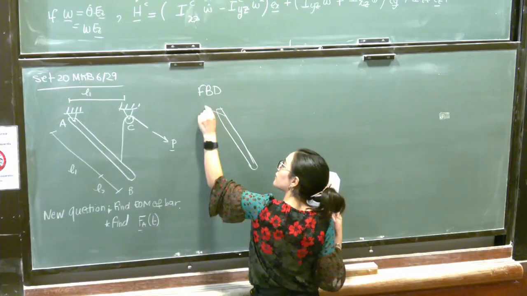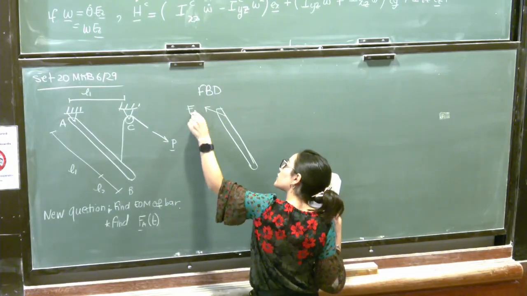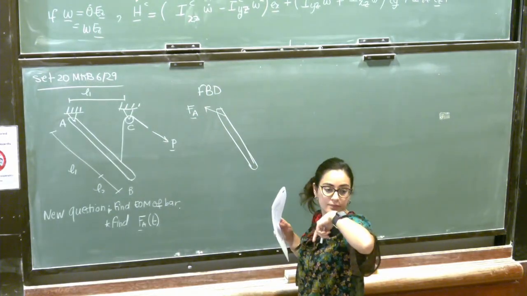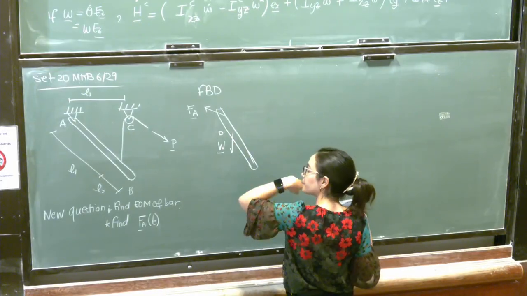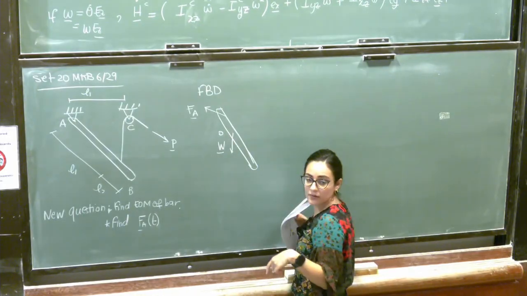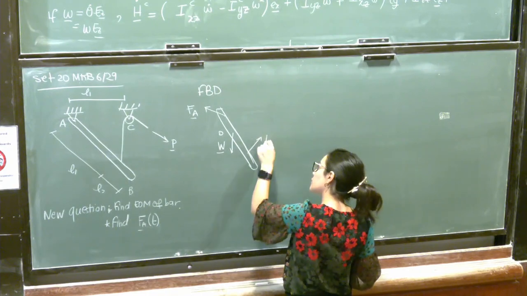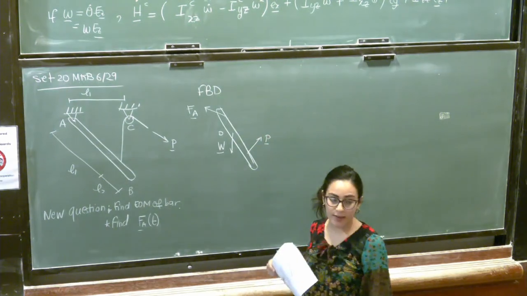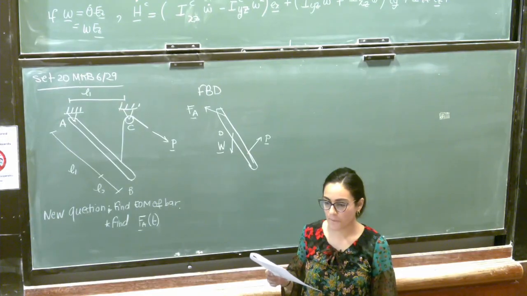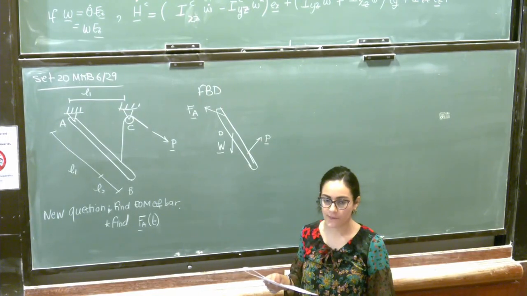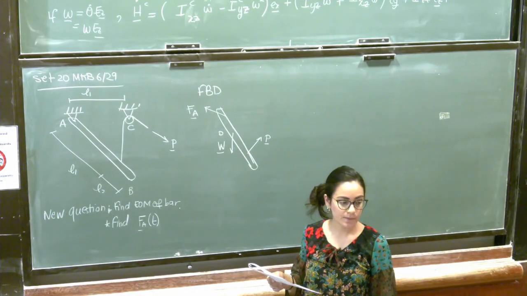Yeah, F_A. The reaction force at A. What else? The weight at the center of mass of the bar. Calling that D, because I have C already. And what else? The tension force, P, which is going to be along the cable, right? Okay, so how do I calculate the equation of motion of the bar?